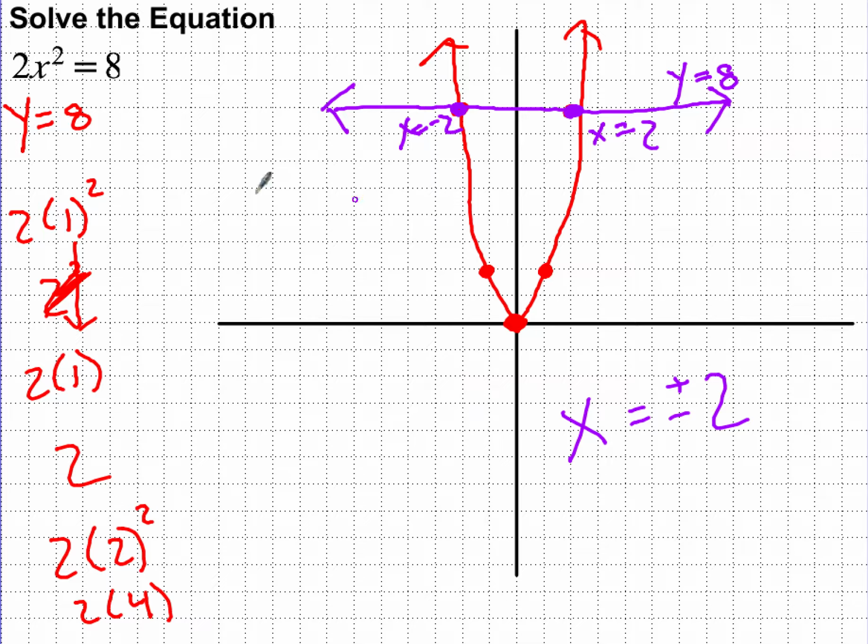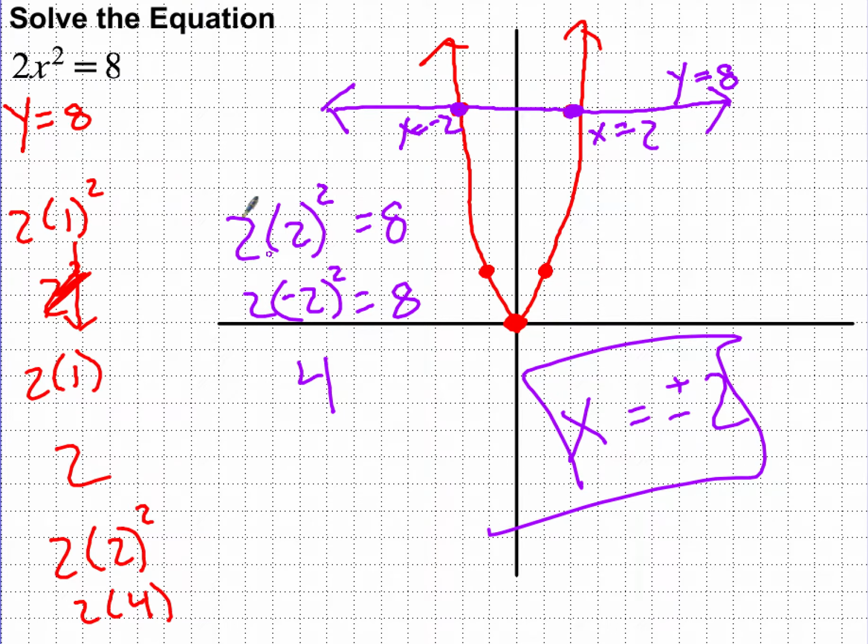Now, you can always go back and plug in those solutions to your equation and make sure it works. I can go back and plug in 2 times 2 squared and see if it equals 8. Well, that's what we just did, and it does equal 8. I can plug in -2 here and see if it's going to give me 8. If I plug in -2 here, it will give me 8 because -2 squared is still positive 4, so I'm still going to get the same thing I had before. So my solution works. I'm done.